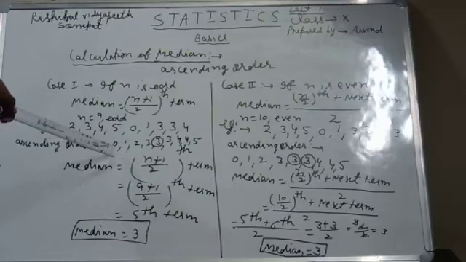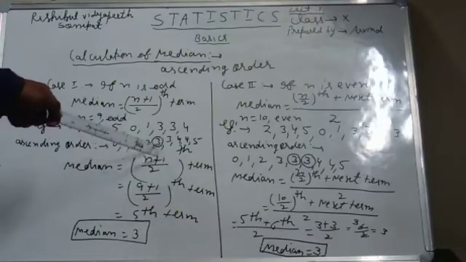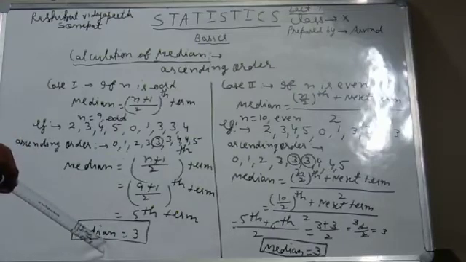So we will just check which one is the 5th value. 1, 2, 3, 4, 5. So this is the value of median.